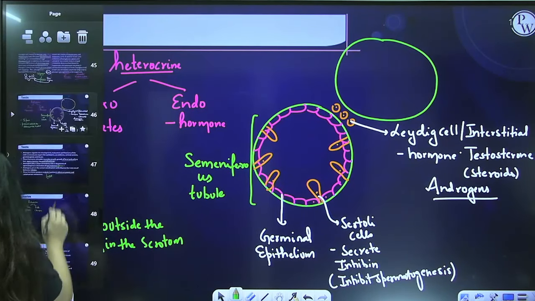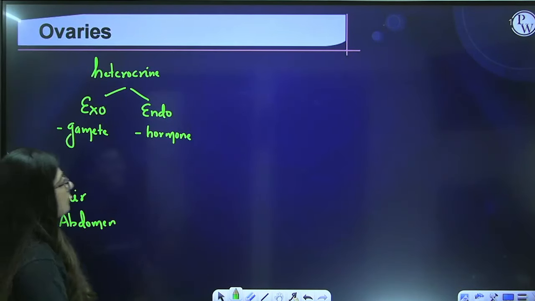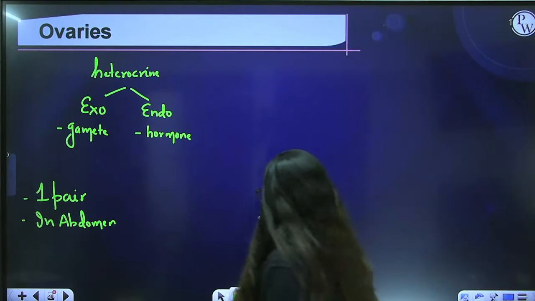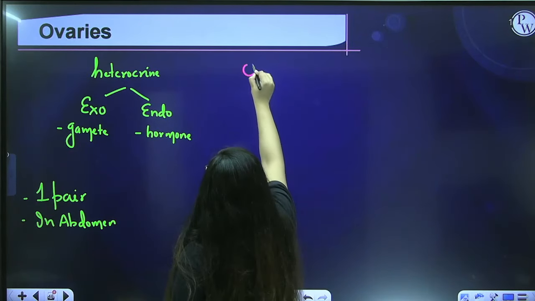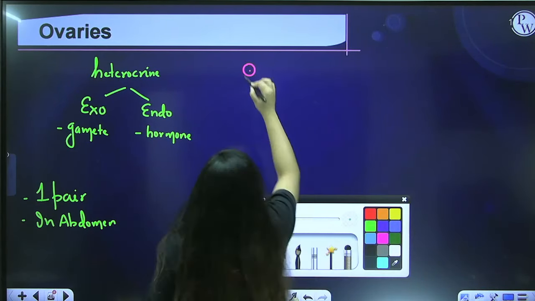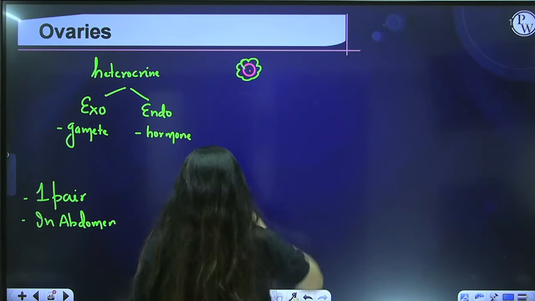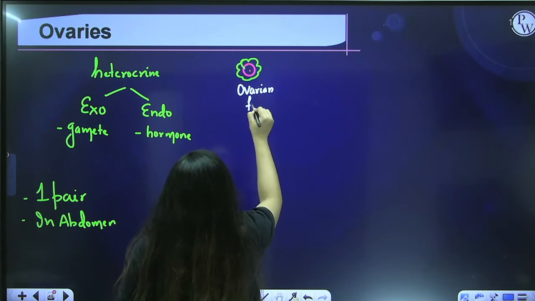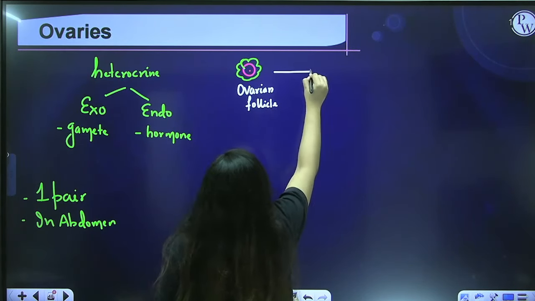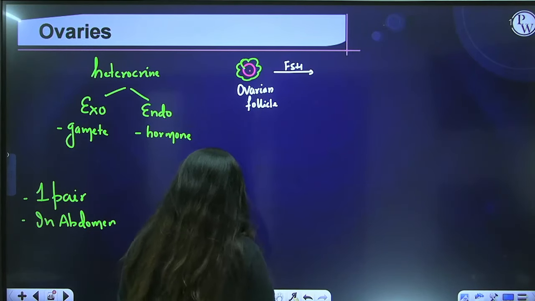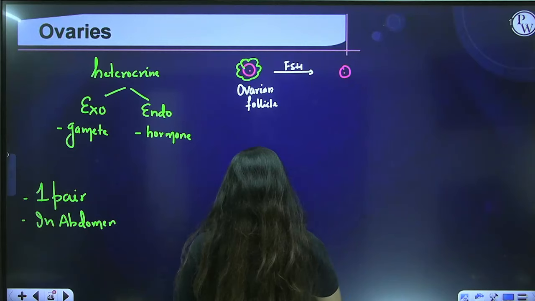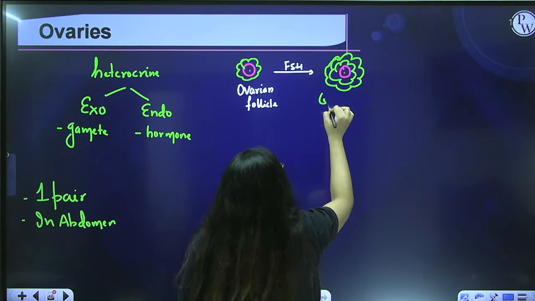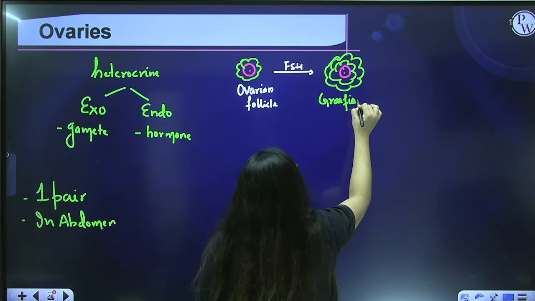Okay, all right. Let's get to ovaries. So now, the ovaries produce two hormones. Let's have a recap. I've told you there is a small cell known as oocyte, which is surrounded by a number of follicular cells, and you call it an ovarian follicle. Now this ovarian follicle, under the influence of FSH, matures and becomes a mature follicle, larger in size, known as Graafian follicle.